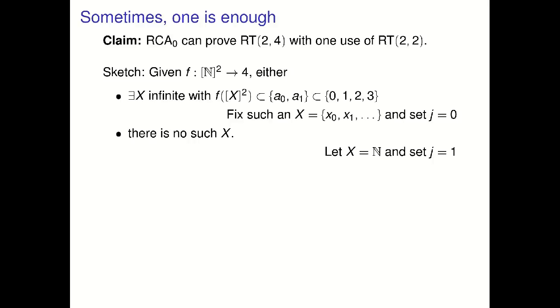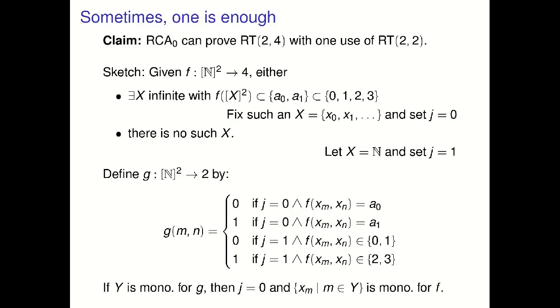In the first case, if you've got a set like that, pick it out, and I'm going to set some flag equal to 0 so I can refer to this later on. And in the case that there is no such X, I'll just set X to be all of the natural numbers, and I'll set my flag equal to 1 and proceed from there. So using the flags and my set X, because in either case I have my set X to work with, I can define a 2 coloring.